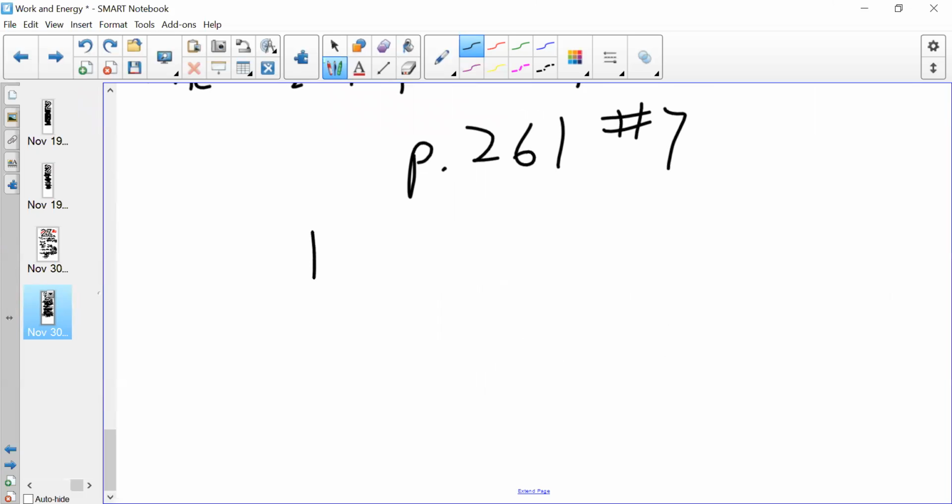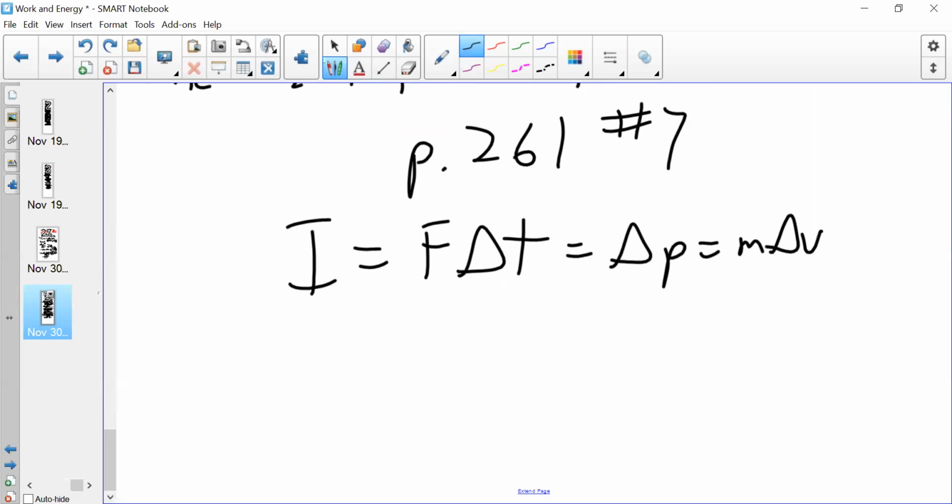So remember, impulse is equal to force times time. This is a force-time curve, and the area underneath gives you the impulse. That should give you the letter A. And as we've stated, that equals the change in momentum, which is m delta v. Those are all the same thing. So the peak force there is 18,000. I just gave you letter C.